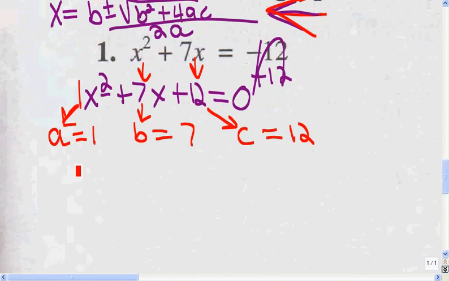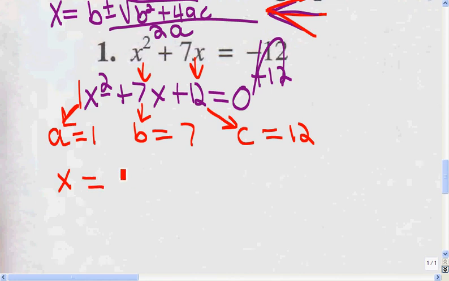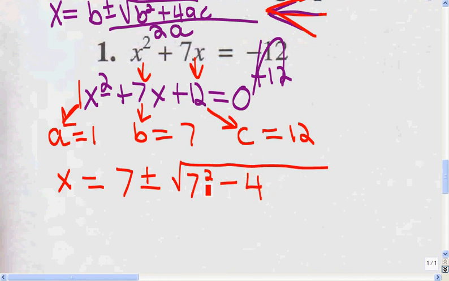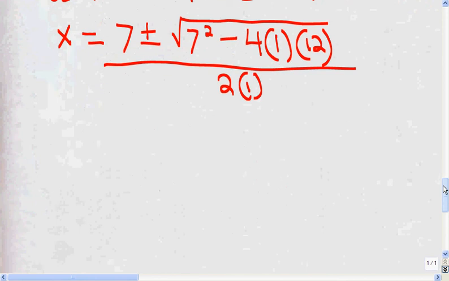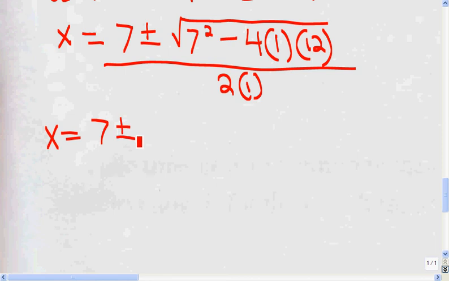We said that b equals 7, so x equals negative 7 plus or minus the square root of b squared, which is 7 squared, minus 4 times a, which is 1, times c, which is 12, over 2a. And a is 1, so 2 times 1. Okay, now I work out the quadratic formula. X equals negative 7 plus or minus the square root of 7 squared minus 4 times 1 times 12.